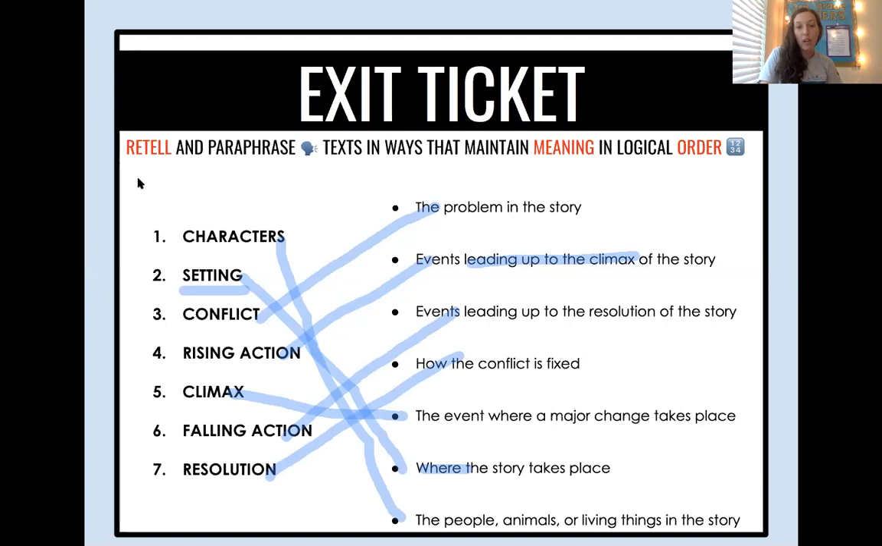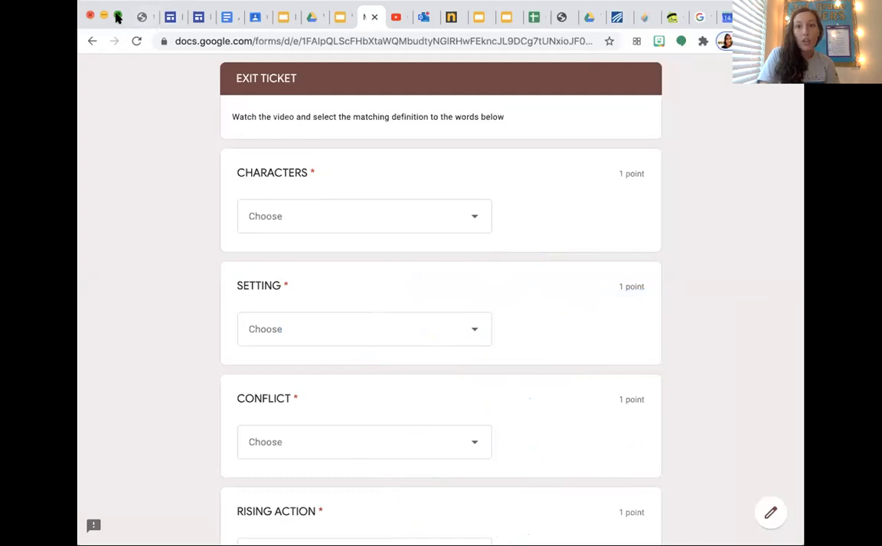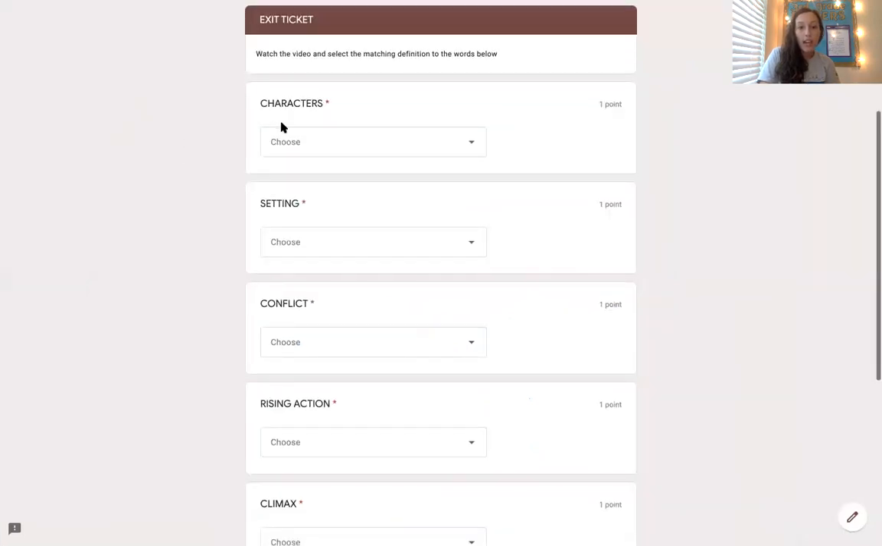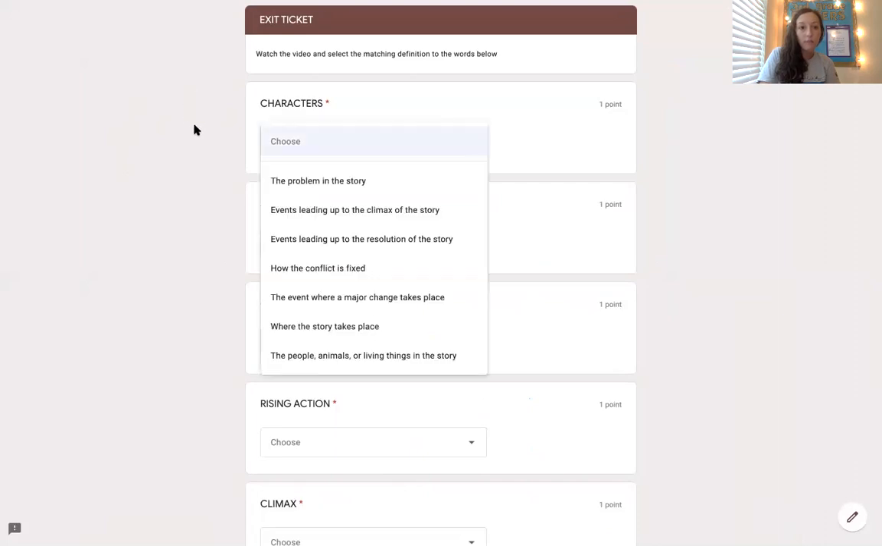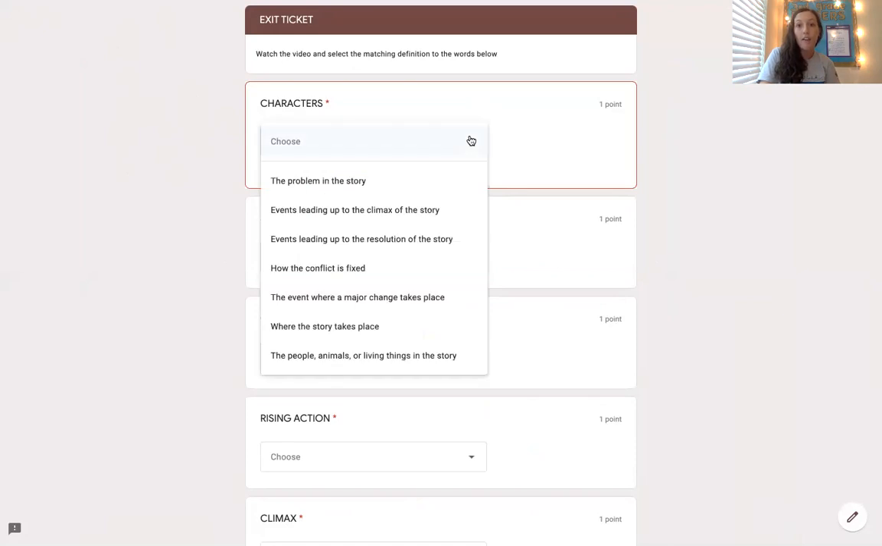Take some time, maybe you want to click pause on this video and see what these different words mean. What did we match them with? Make sure that you know all of these words, because your exit ticket is going to look something like this. You are going to see the words and you're going to have to click the arrow. So for example, if I want to know what the characters are, I'm going to click the arrow and I'm going to find the definition that matches. So is the characters the problem in the story?